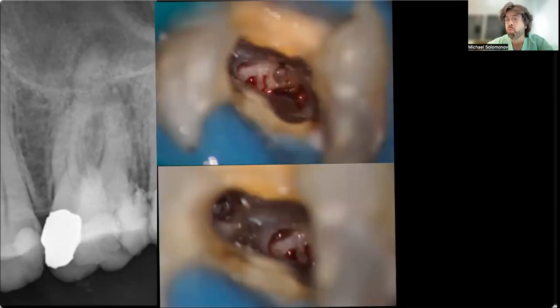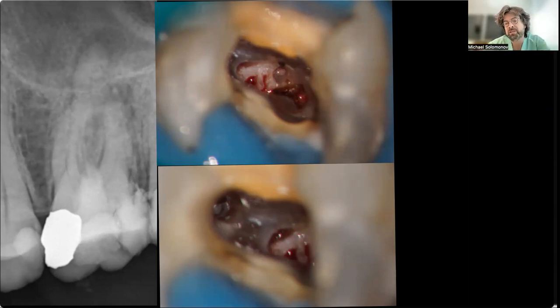And I started to work, and I was shocked to see the situation, because we see here not a small perforation by a file in the area of MB2, but a huge perforation of the pulpal floor. What you see is the bone, and maybe some areas of the file introduced into this bone.